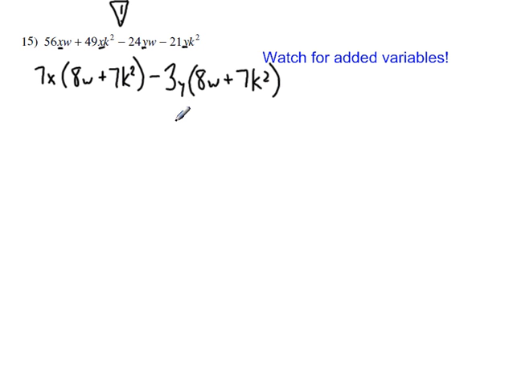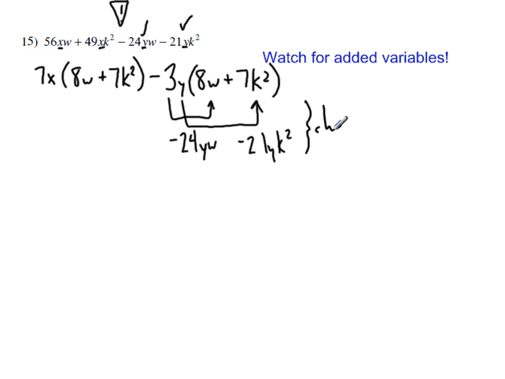Now let's just check this to make sure I'm okay. Negative 3y times 8w would be negative 24yw. Negative 3y times 7k to the second would be negative 21yk to the second. Check your terms, check your signs. Everything looks good, so I know that I'm correct. This was just my check. It's easy to get signs backwards, so you have to pause and just make sure you're on the right track.